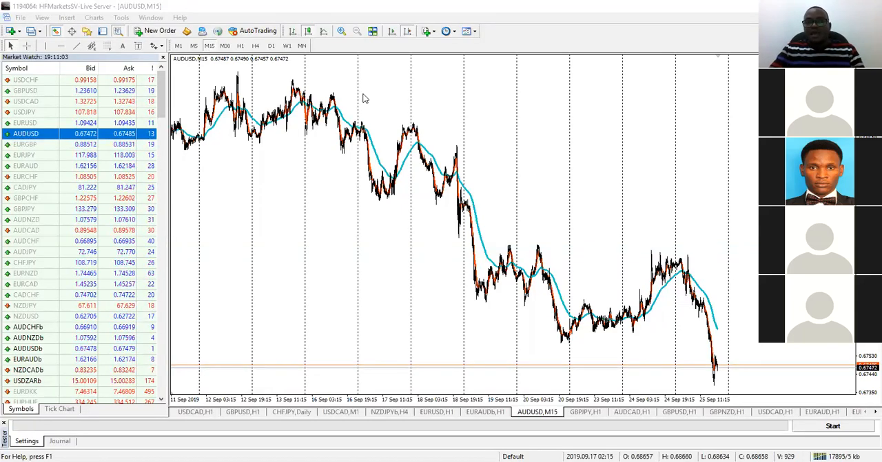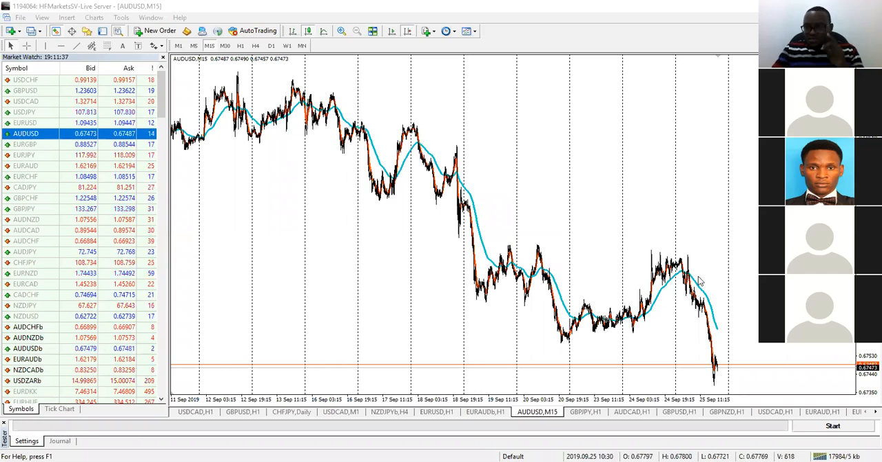Now, I want us to now count 10 days back under 15 minutes time frame, from when the market closed on Friday. What you see here, this is today. This is what the market has been doing today. From Asian session, this is what the market has been doing. From morning, it was a downtrend. It was a bearish market from morning.